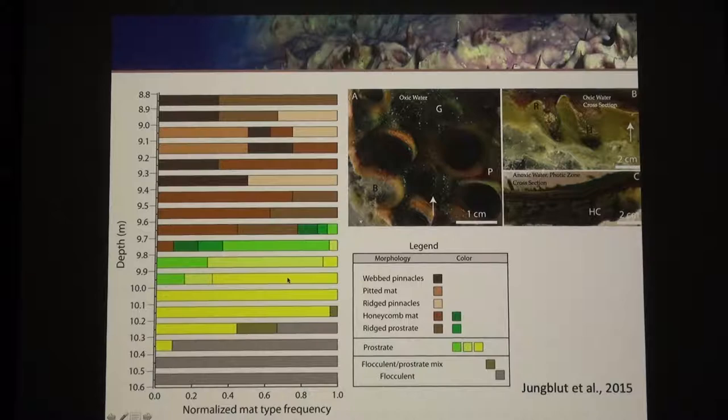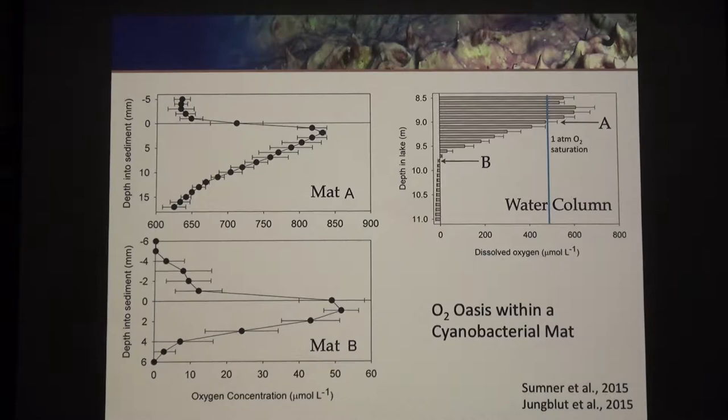And Ian measured the oxygen gradients within those mats. I'm showing two examples. The top one is from a depth where you have approximately atmospheric saturation of oxygen. It's getting a significant amount of light, and you can see that the zero is right at the mat surface, and there's a very strong signature of oxygen in the mat that's due to that photosynthesis.